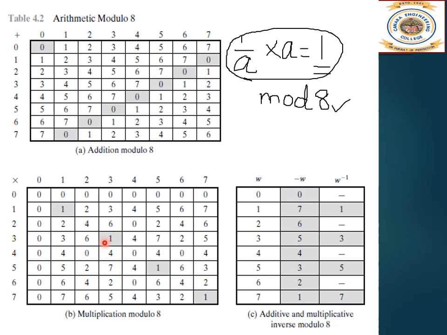You can try for different modulo operations, modulo 3, modulo 4, 5, anyone. But as we go on, we can't manually write such a big table for other numbers. So there is a different method to find multiplicative inverses that we will see later.